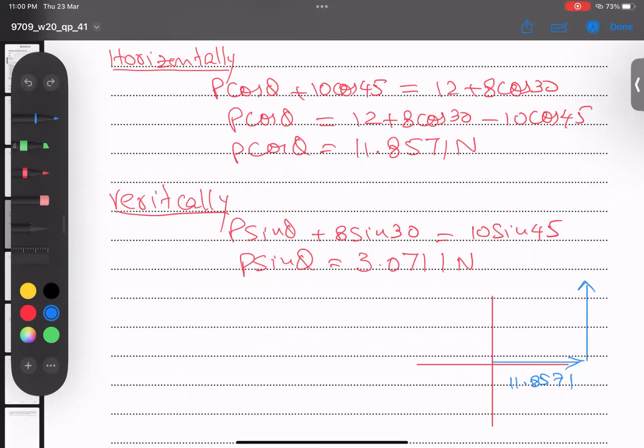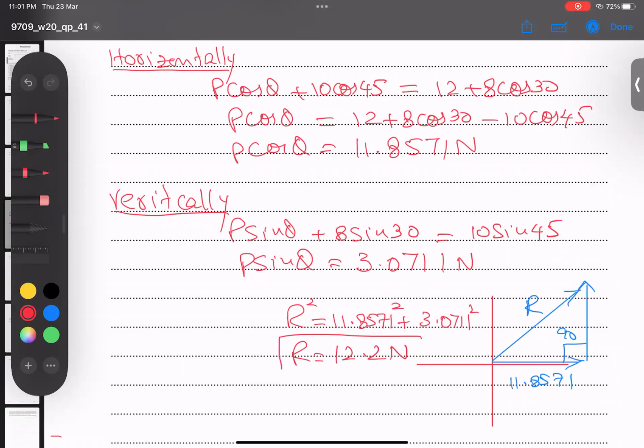Wait a minute. Okay, this R, this is a 90 degree angle. Now I can use Pythagoras' theorem and get the answer. All of you are familiar: R squared equals 11.8571 squared plus 3.0711 squared. If I take the root of both sides, I will save my time and write directly. One minute, please. I'm typing, and the answer is coming 12.2 newtons resultant force.